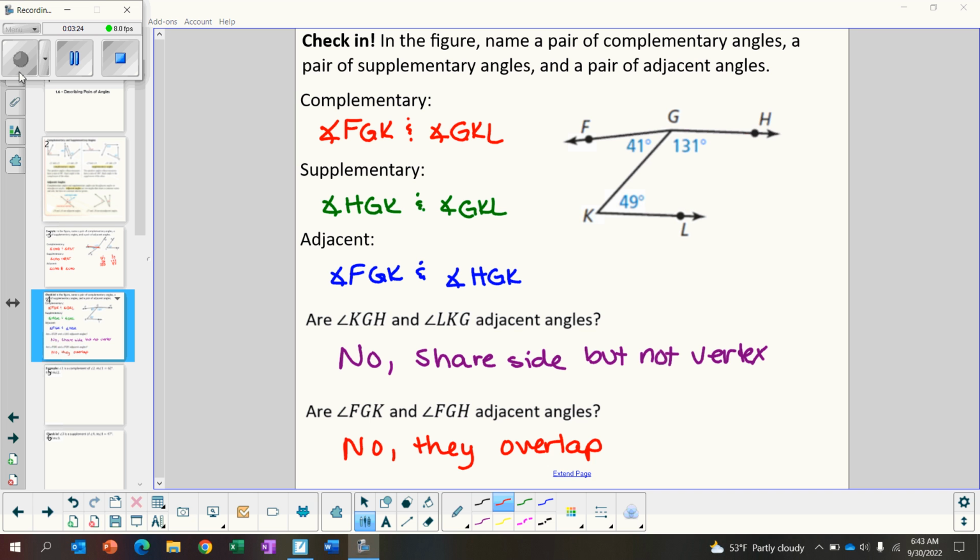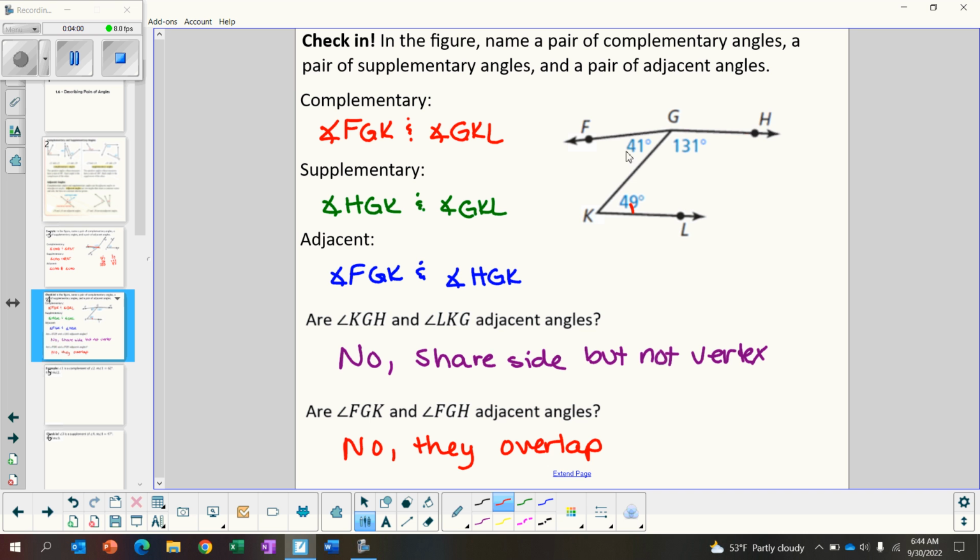All right, so we have our complementary angles, angle FGK and angle GKL. We have our supplementary angles, angle HGK and angle GKL. Our adjacent angles, angle FGK and angle HGK. As to whether angle KGH, the one in here, and LKG, the one over here, are adjacent, no. They did share this side, but they had different vertices. So that was no.